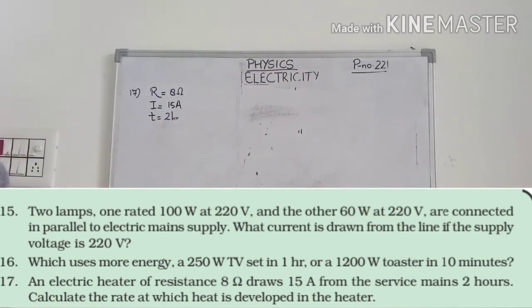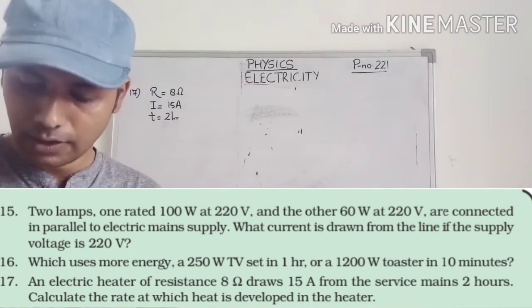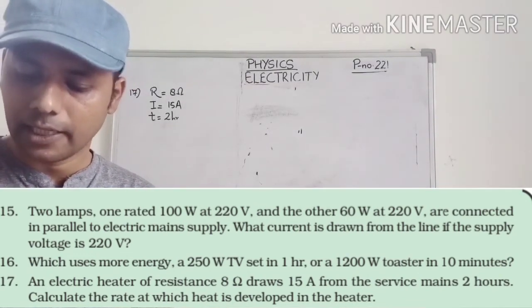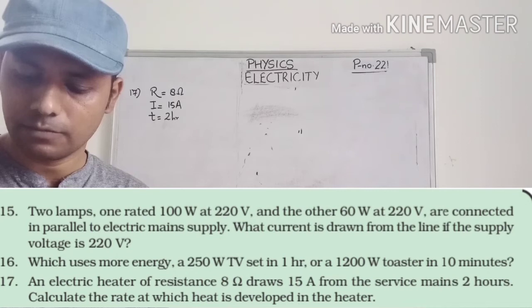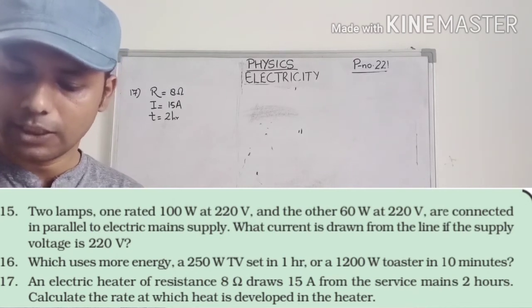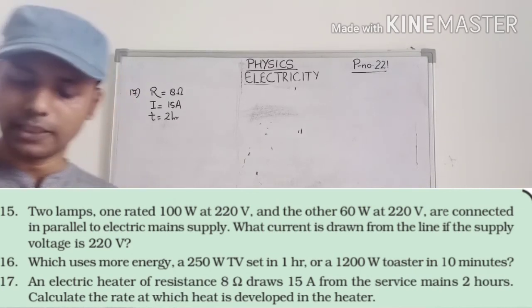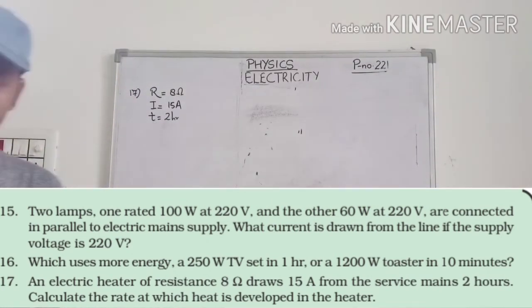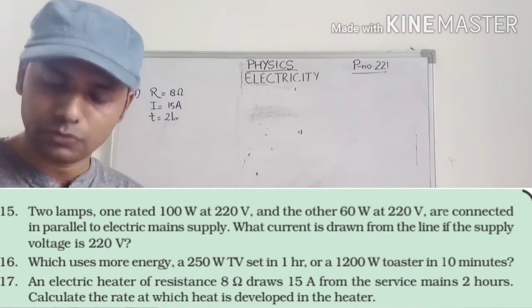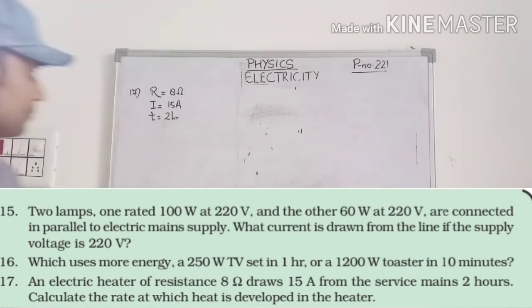Now just check the last line of the question. Calculate the rate at which heat is developed in the heater. Heat is energy, and rate means speed, meaning the speed at which the energy is produced or developed in the heater. That means we have to calculate the power.